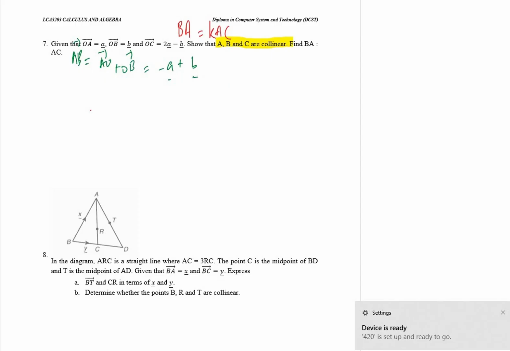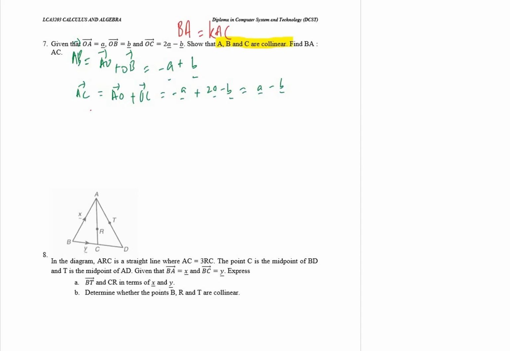Okay, and then we have AC. So we find AC. AC is AO plus OC, correct? Okay, so what is AO? Again, negative a. OC is 2a minus b, which will give you a minus b.